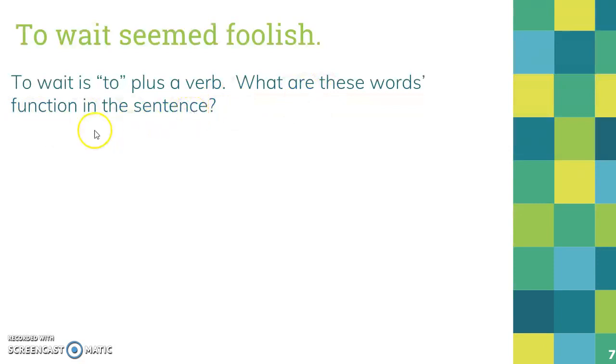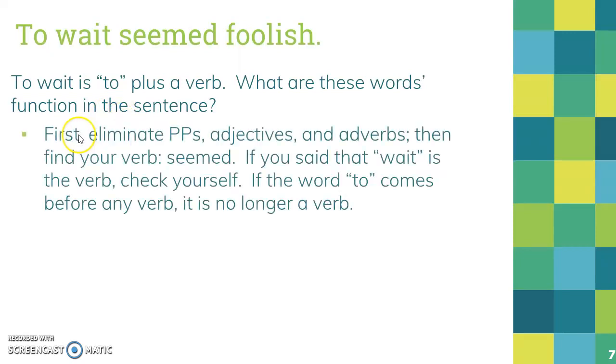On the test, you're going to have to identify what is it doing. Not just that's an infinitive, because that would be easy. You just circle all the things that say to plus a verb. You have to tell me what is it doing in this sentence. So let's practice. It says first eliminate any prepositional phrases, adjectives, and adverbs.